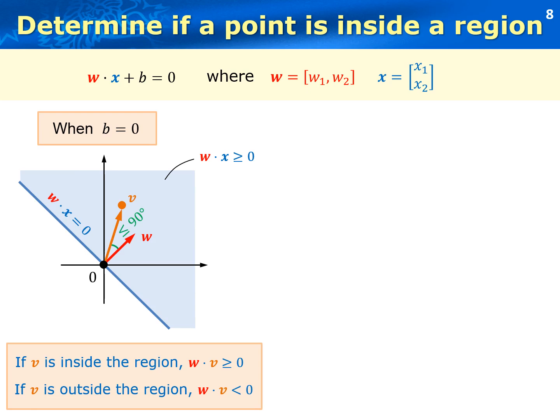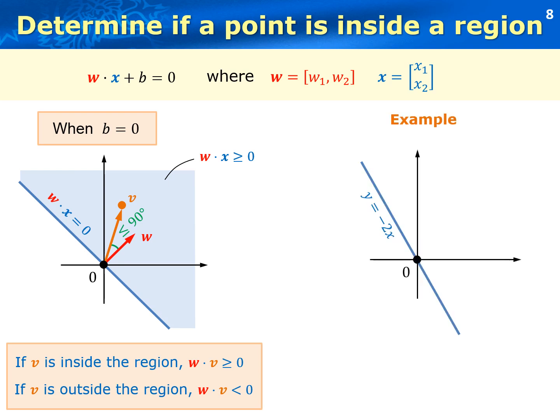Using the above result, let's take an example. Given the line y equals minus 2x, the positive region is above this line, showing light blue color. Given a point V, 1, 3, to determine whether V is inside the blue region, we first rewrite the equation into the standard form. We notice x and y's coefficients are 2 and 1, which makes the normal vector w of this line.